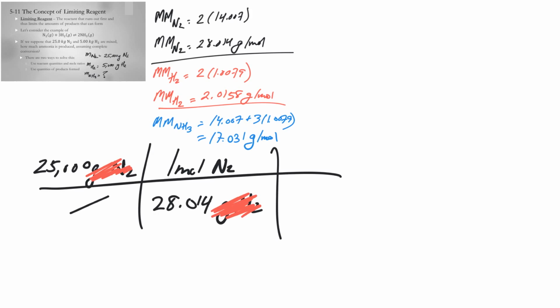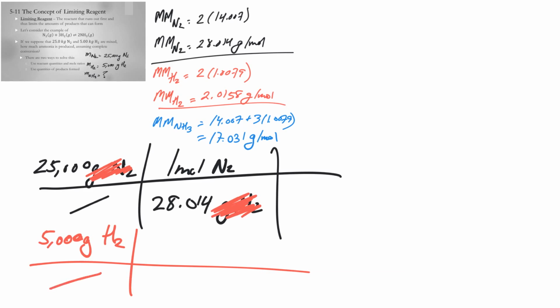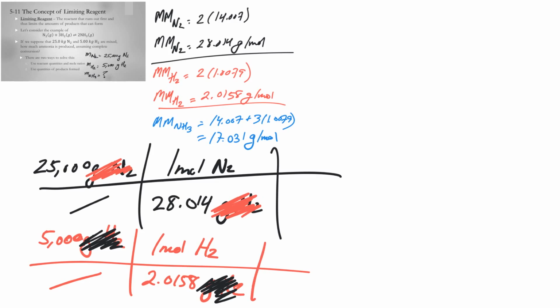And I'm going to go down to the hydrogen. We have 5,000 grams of hydrogen. And that I'm dividing by its molar mass. All right, and grams of hydrogen cancel out. All right, so the next thing is, this gives you moles of each. And we're going to compare those and compare them to the balanced equation.